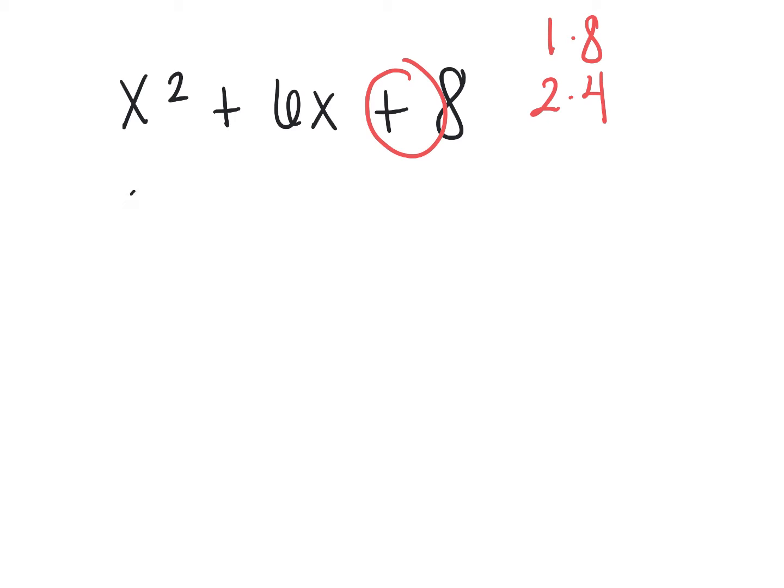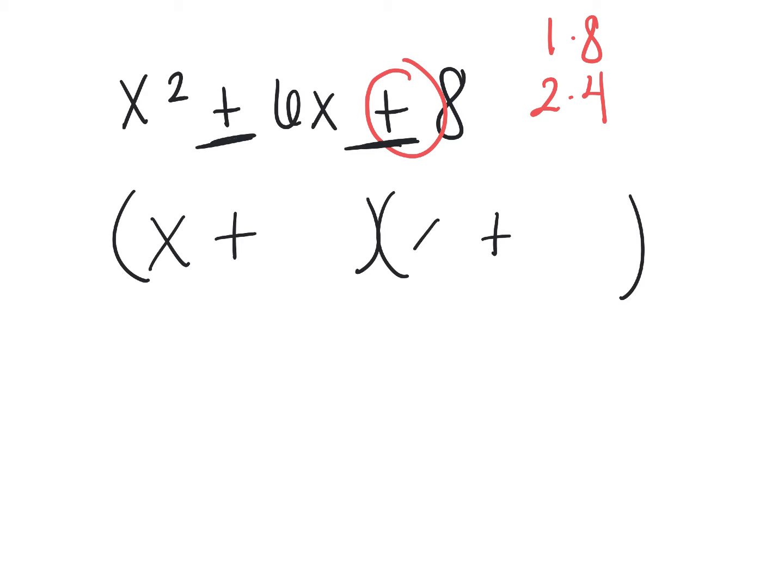So I do know that if I set up my two parentheses, everything is positive because I see a positive 8 and a positive 6. So I'm going to put in those plus signs, and I need an x and an x. Which numbers do I multiply to get positive 8, but add to get positive 6? Those numbers are going to be 2 and 4. So 2 and 4, okay? And with our equations, they're now set equal to 0.